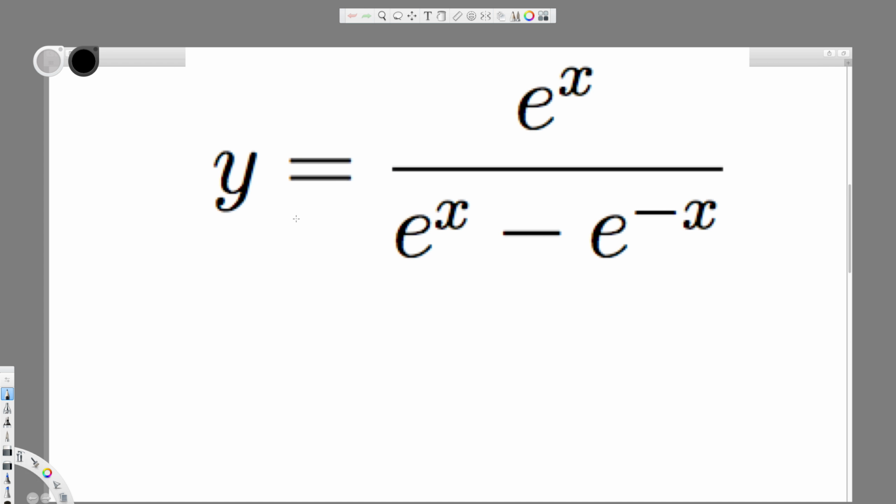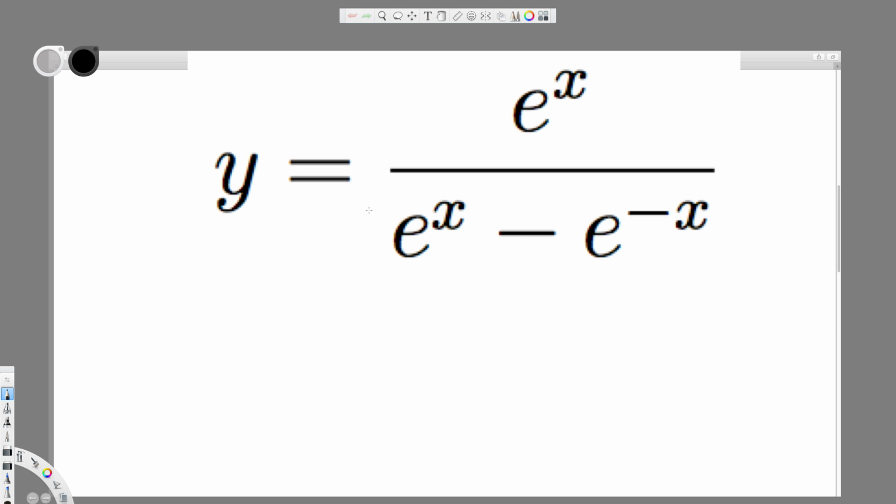We have this question right here. It's asking to find the horizontal and vertical asymptote of this one. So since we have that question, let's see what we can do. We have this form, but this is really complicated because there are three different unknown variables.